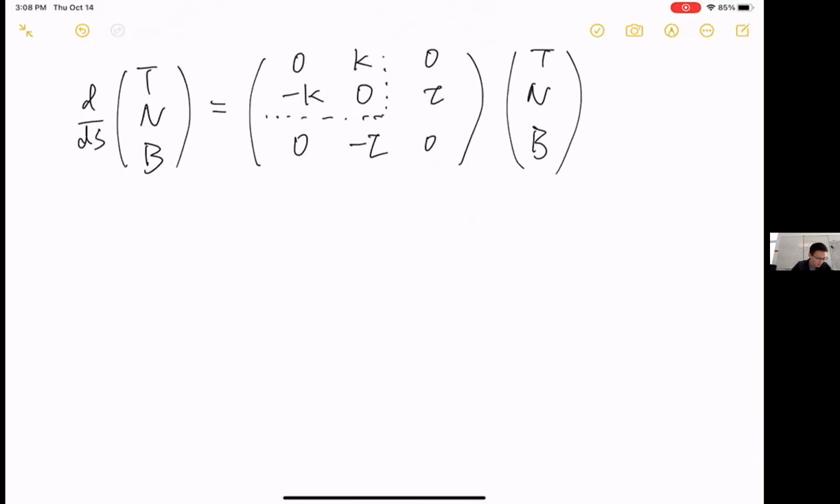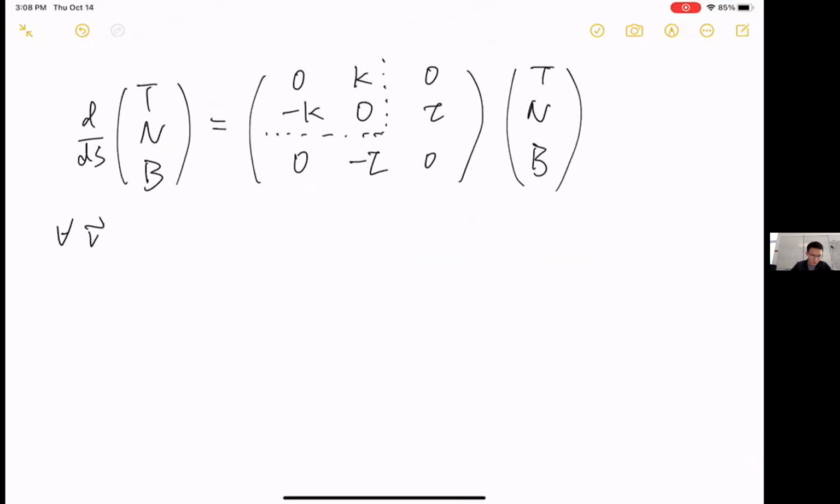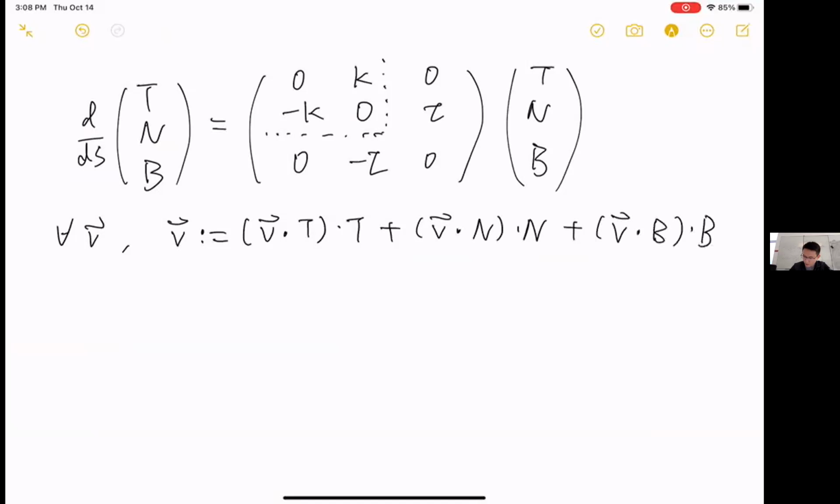Okay, let's first say in general, for any V, because these three vectors give an orthonormal system, I can write V as V dot product of T times T, plus V dot product of N times N, plus V dot product of B times B. This is saying I have an orthonormal basis. I can project any vector on each of these bases to get its coordinate on that basis. Then finally I write out my vector as the linear combination of these three coordinates.